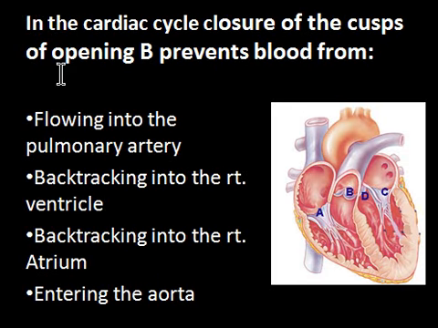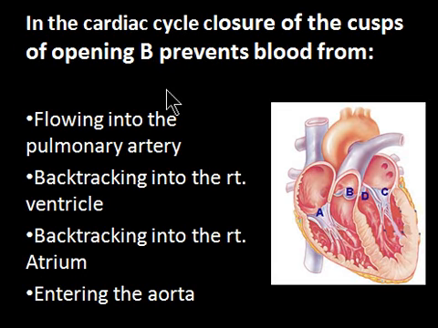Let's look at this question now, where it tells you in the cardiac cycle, closure of the cusps of opening B prevents blood from. And even if the question did not mention in the cardiac cycle, and suppose it just said closure of the cusps of opening B prevents blood from, you must take it for granted that I'm talking about the cardiac cycle in this case, because we usually tend to talk of normal events unless mentioned otherwise. So in this case, I've been specific just to show you how to interpret the question.